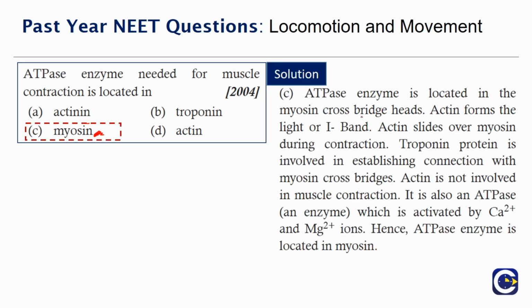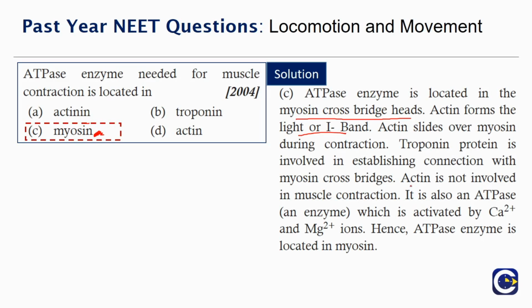ATPase enzyme is located in the myosin cross bridge heads. Actin forms light or I bands. Actin slides over the myosin during contraction. Troponin protein is involved in establishing connection between the myosin bridges. Actin is involved in muscle contraction. It is also an ATPase which is activated by Ca2 plus and Mg2 plus ions. Hence ATPase enzyme is located in myosin.